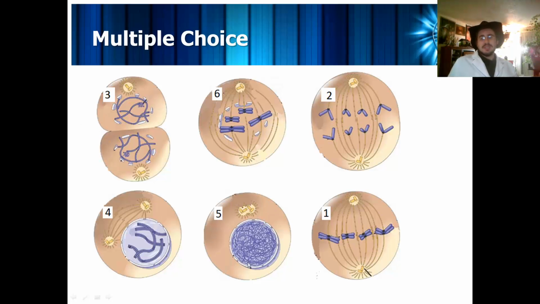So it goes G2, prophase, prometaphase, metaphase, anaphase, telophase. 5, 4, 6, 1, 2, 3. That is the correct ordering of these cells from G2 of interphase through prophase, prometaphase, metaphase, anaphase, and telophase.